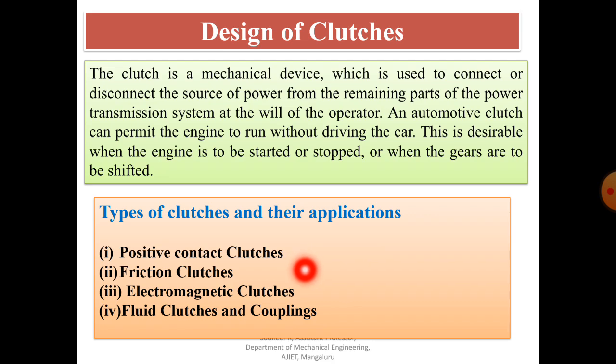Now coming to the third type of clutch, that is electromagnetic clutch. They include magnetic particle clutches, magnetic hysteresis or eddy current clutch. So there are also different types of clutches. Mainly we have magnetic hysteresis clutch and eddy current clutches. Here the power transmission takes place by means of strong magnetic field.